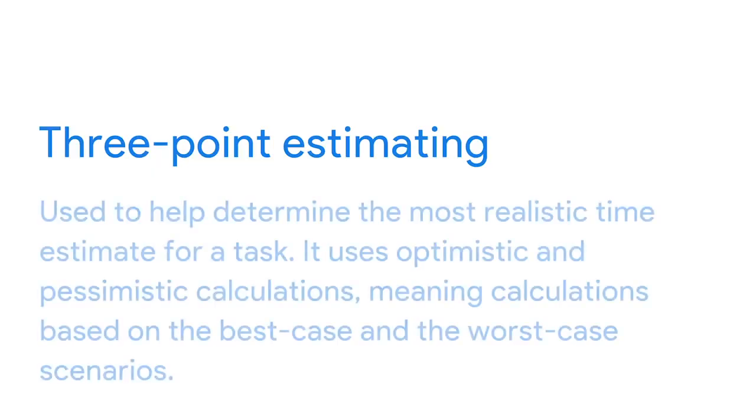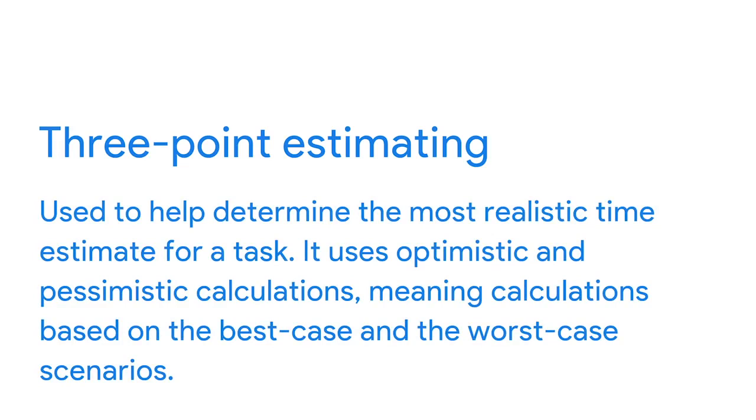Hi again. I've got one more technique for figuring out accurate time estimates. It's called 3-point estimating. 3-point estimating is used to help determine the most realistic time estimate for a task. It uses optimistic and pessimistic calculations, meaning calculations based on the best case and the worst case scenarios. A side benefit to this strategy is that it takes into account potential risks that could impact not only the task estimation, but other aspects of the project like budget and resources.